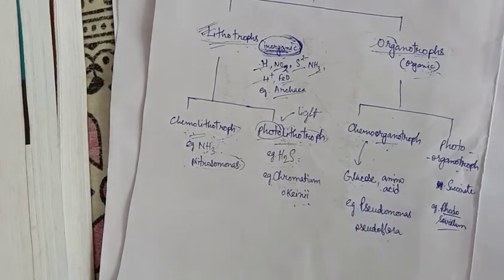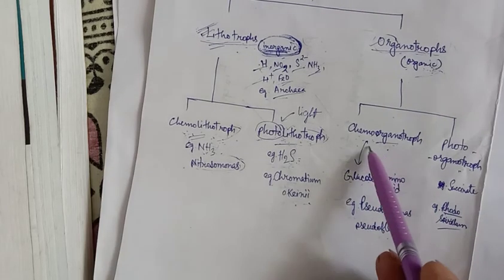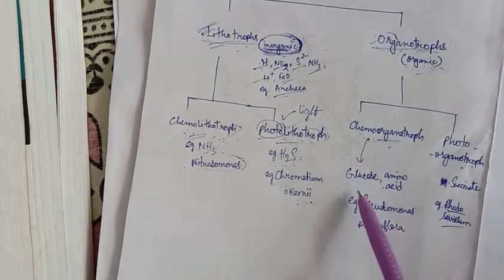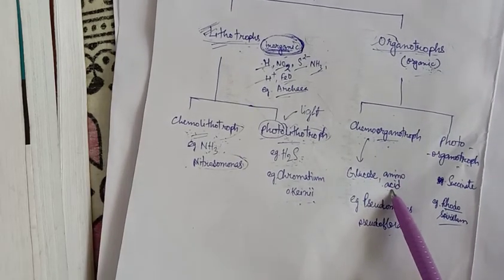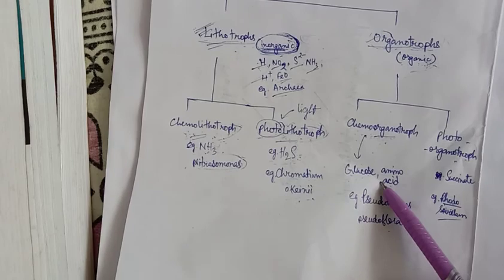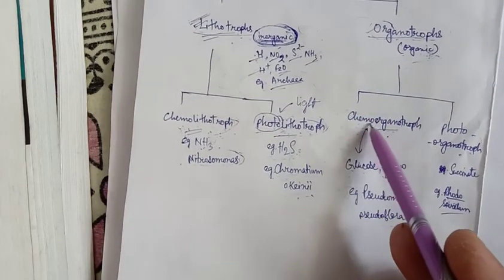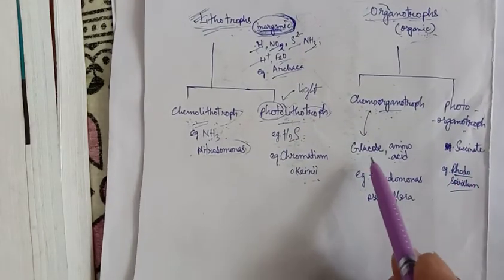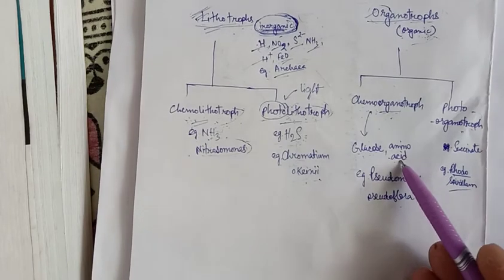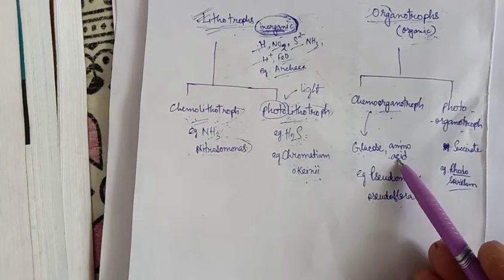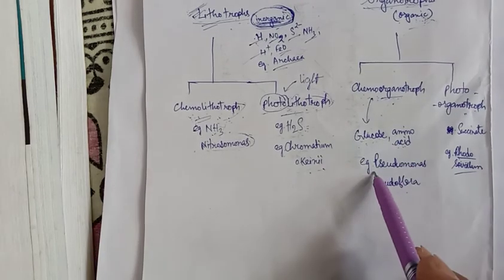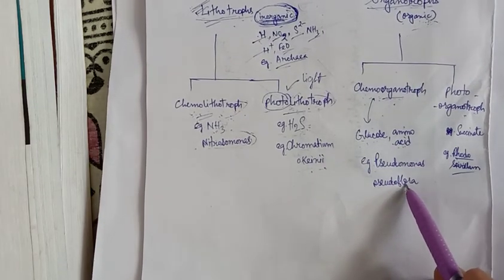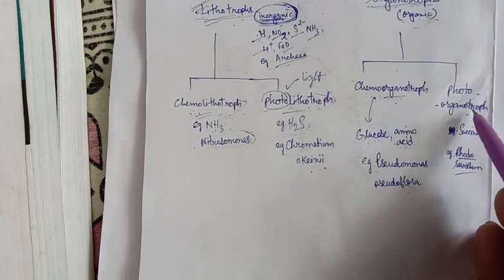So what are the chemoorganotrophs? Chemoorganotrophs are microorganisms which gain energy from organic compounds such as glucose and amino acids as a source of electrons. Examples of chemoorganotrophs are Pseudomonas and Pseudoflora. Clear?